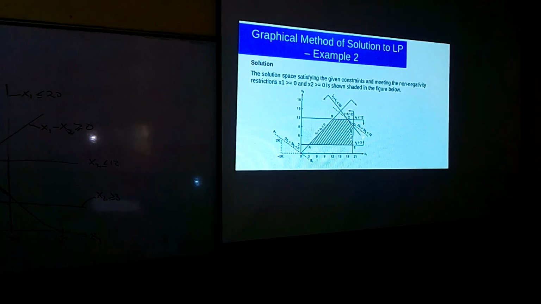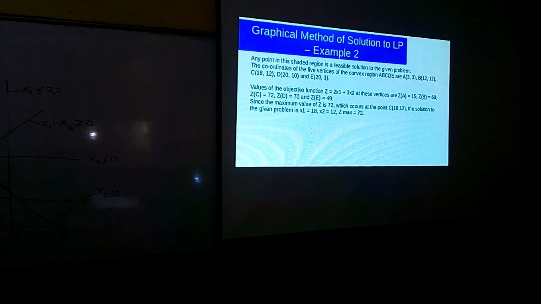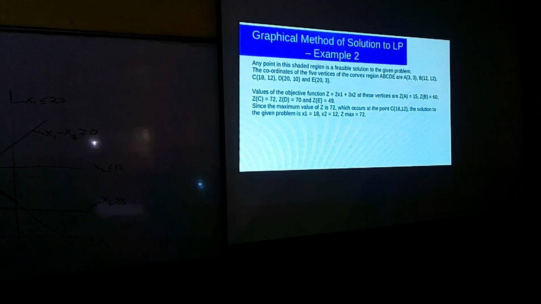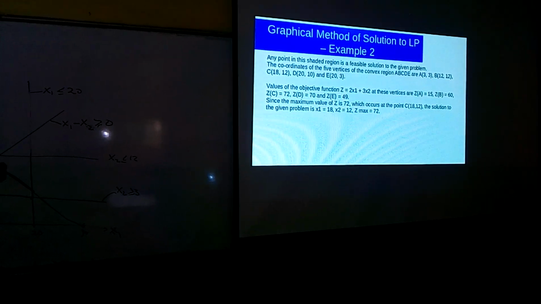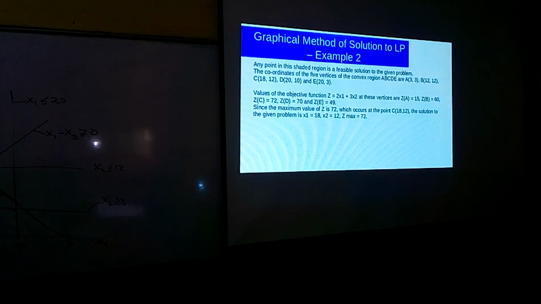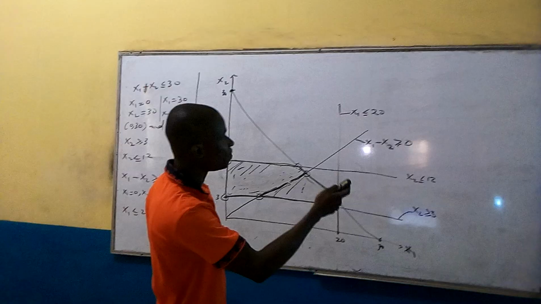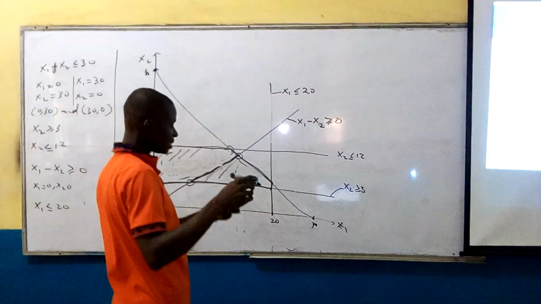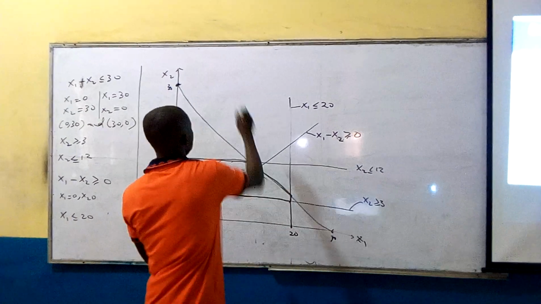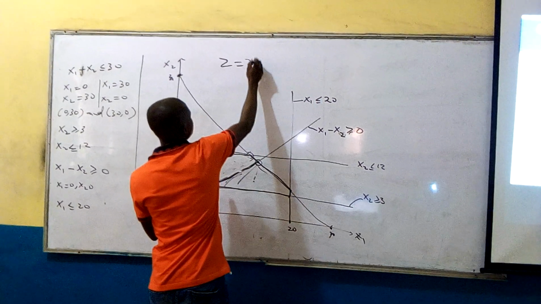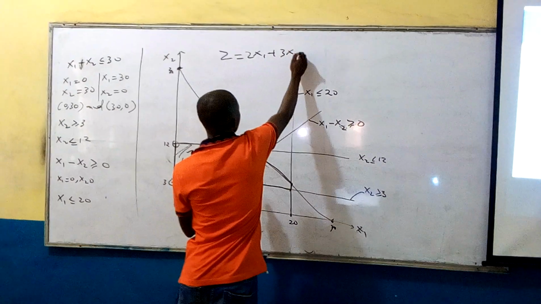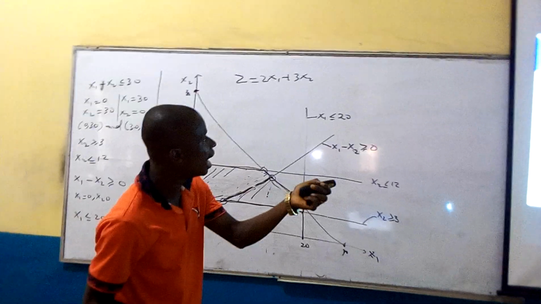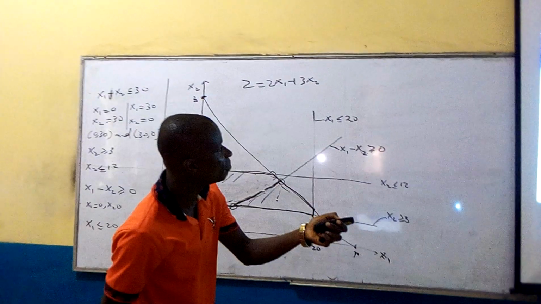We have 18, 12 here. Let's look at the other vertices: 3, 3; 12, 12; 18, 12; 20, 10; and 23. You substitute these values into the objective function, which was given as z equals 2x1 plus 3x2. You substitute the points A, B, C, D, E, and F into the objective function.